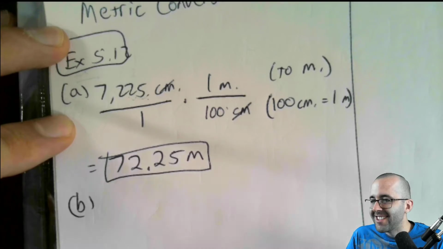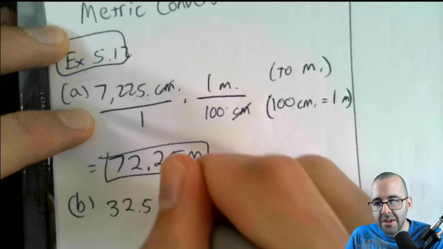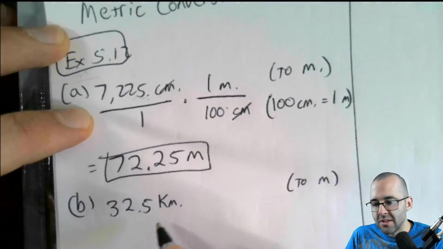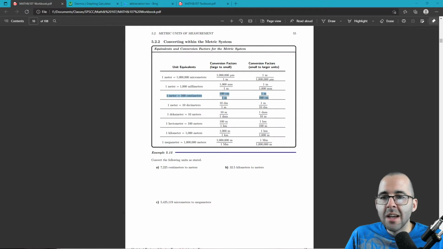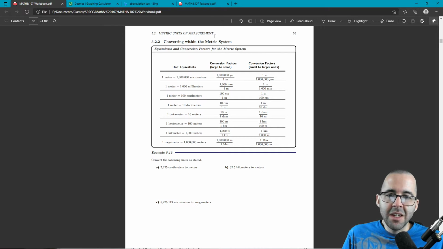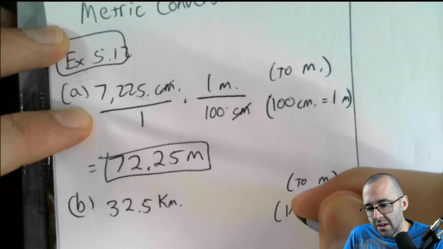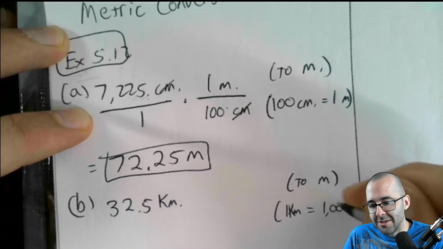All right, let's do part B. 32.5 kilometers to meters. The question is, how many kilometers are how many meters? So we pull up our little table and say, where are kilometers? I don't see them. Oh yeah, over here, they're switched to the left. Kilometers are right here. 1 kilometer is 1,000 meters. So we use that here. So 1 kilometer, I can't write a K apparently, is 1,000 meters.